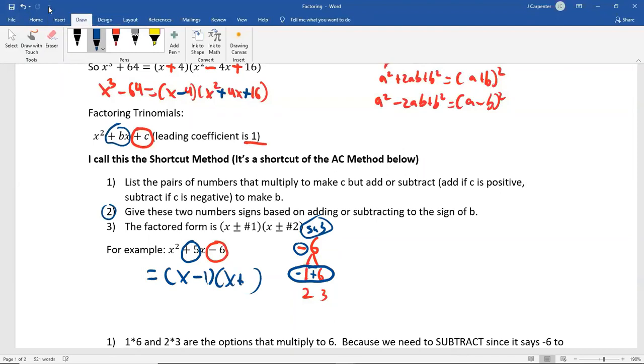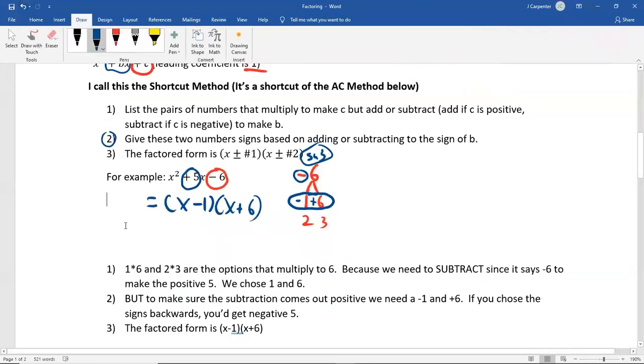Now check this out. You can go minus 1 and then plus 6, or you can put them in the opposite order. You can put the plus 6 first and the minus 1 last. It doesn't matter. I like to go in the order I see though, so I'll keep it the original way.